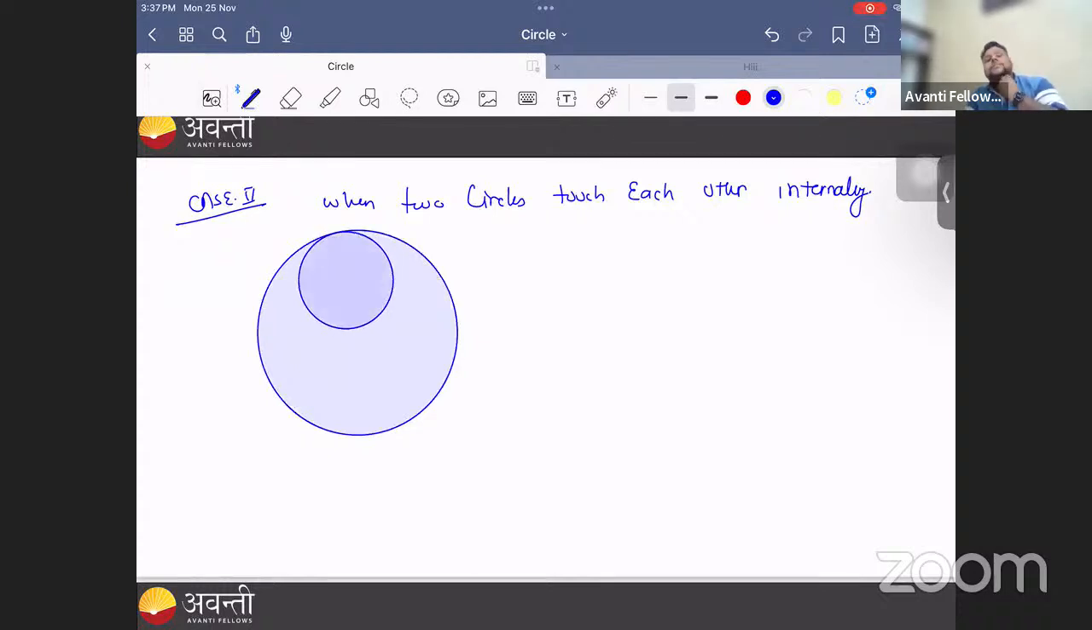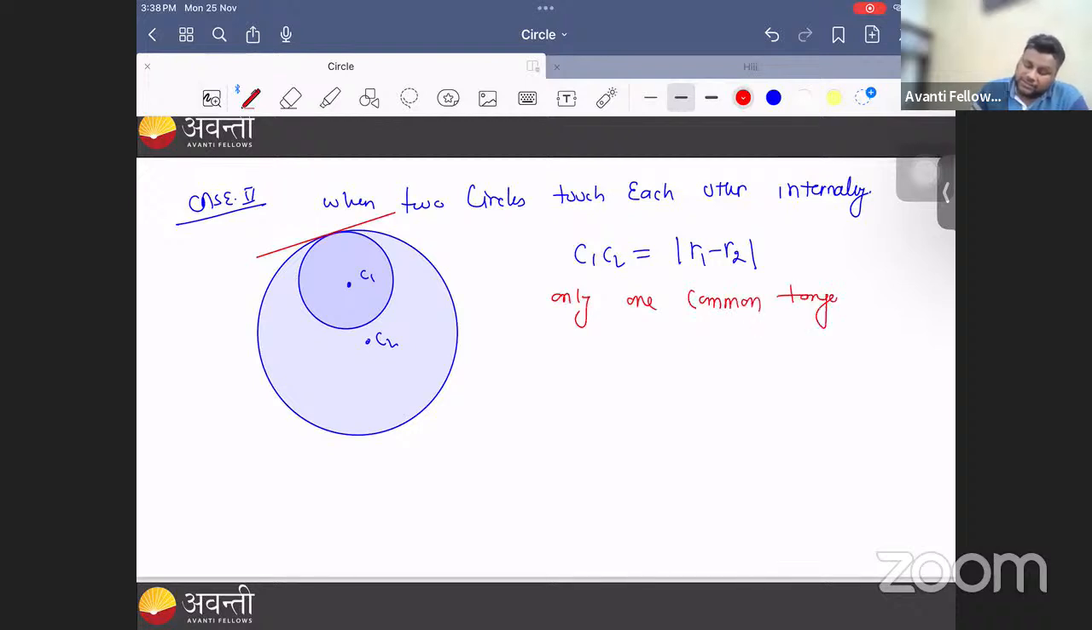Like this is your case, when two circles touch each other internally. Say C1 center, C2 is this. So in this case, C1C2 is mod R1 minus R2. Got it? And in this case, there will only be one common tangent. Got it? So only one common tangent, that is DCT.